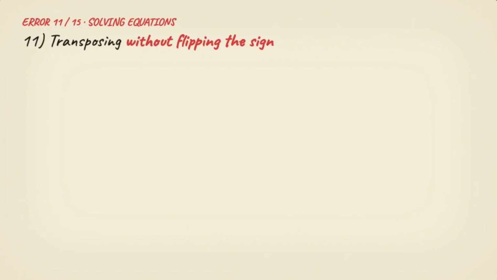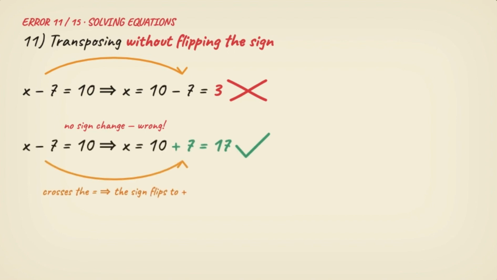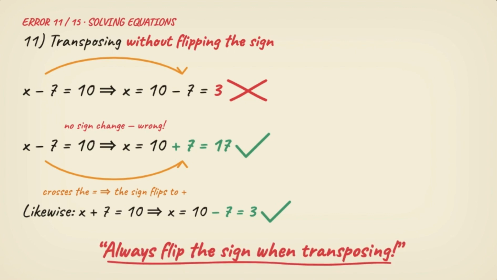Error 11. Transposing without flipping the sign. When a term crosses the equal sign, its sign flips, so x minus 7 equals 10 becomes x equals 10 plus 7, which is 17, not 3. In the same way, if x plus 7 equals 10, then x equals 10 minus 7, which is 3. Remember the golden rule. Always flip the sign when transposing.